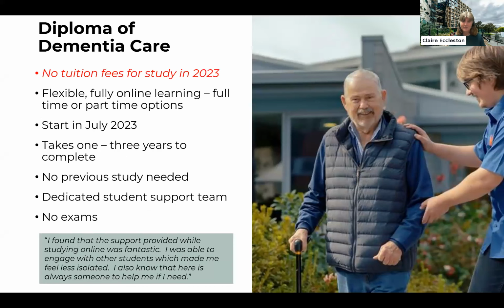Some key points to know about the diploma are there are no tuition fees for study in 2023. You'll have flexible, fully online learning that can be full or part-time options. We'll talk a little bit more about that in a minute. You can start in July 2023, so that's next month. It takes 1 to 3 calendar years to complete. There's no previous study needed. There's a dedicated student support team, including Lily and Anthony here. And there are no exams.